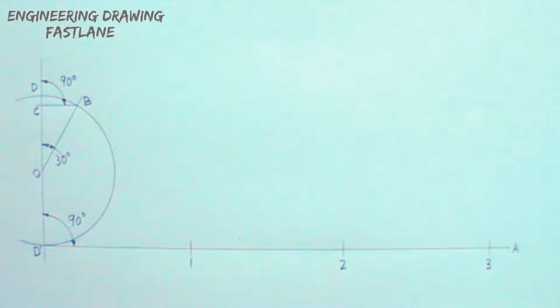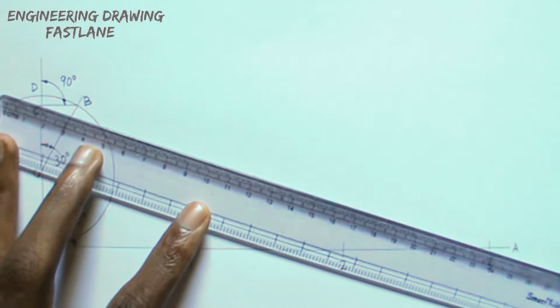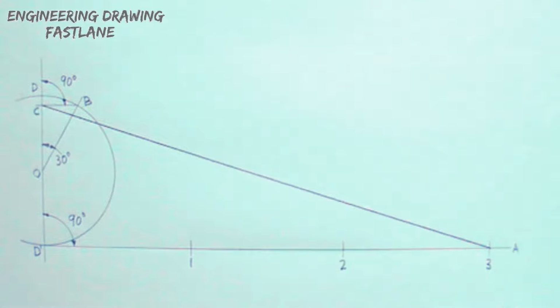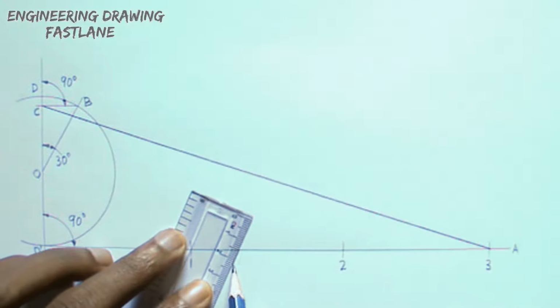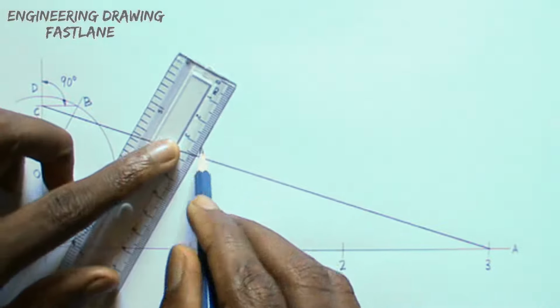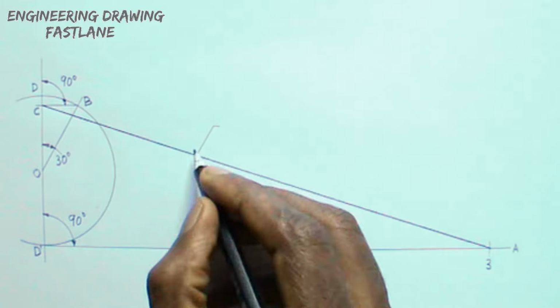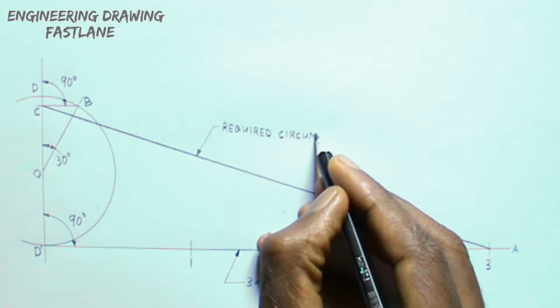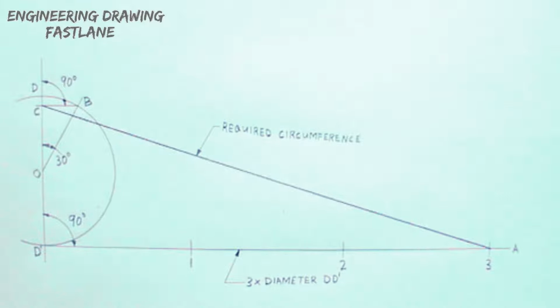Next, I will draw a thick continuous line joining point C and point 3. I will label the drawing. Line C3 is the required circumference.